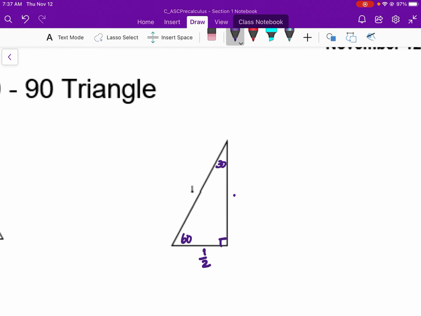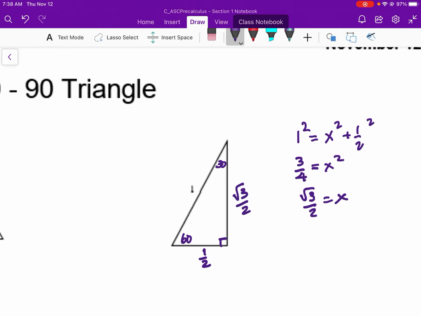So if I want to find this side over here, I'm going to use my Pythagorean theorem again, but this time it's a leg that I don't know: x squared plus 1/2 squared equals 1. So 1/2 squared is 1/4. So 1 minus 1/4 is 3/4 equals x squared. So take the square root of both sides. It's the square root of 3 over 2. That's easy enough to do. So now it's easy because the hypotenuse is 1.